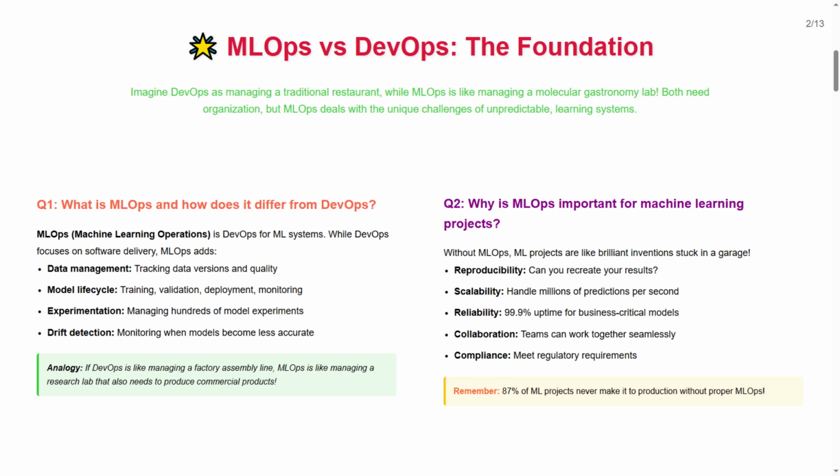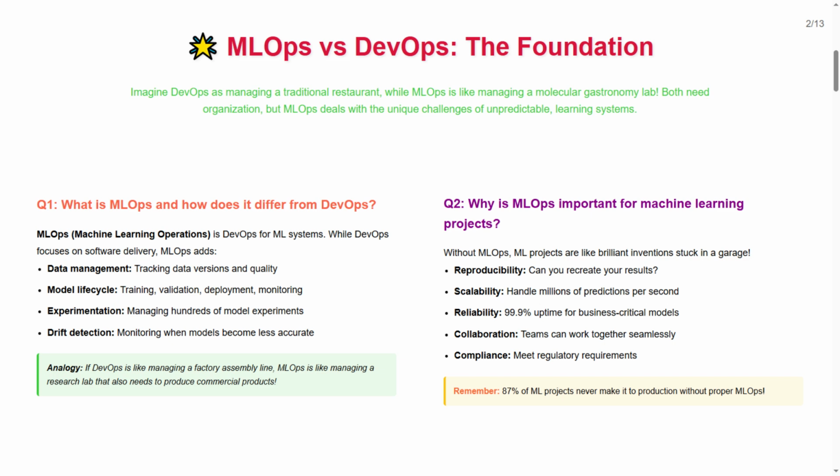Let's look at the analogy section. If DevOps is like managing a factory assembly line, MLOps is like managing a research lab that also needs to produce commercial products. Second question, why is MLOps important for machine learning projects? Without MLOps, ML projects are like brilliant inventions stuck in a garage.